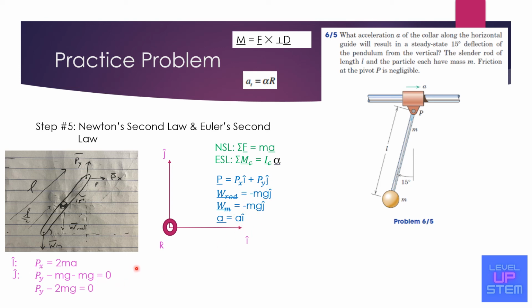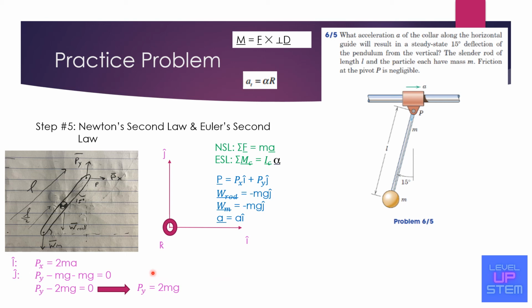And for the j hat version of this formula, we have the sum of the forces, so Py minus mg. So I basically took all 3 of these and just threw them there, equals 0, since we have no acceleration in the j hat direction. So that whole term, m times a, is going to go to 0. And we can reduce that to Py minus 2mg equals 0, and we can get an expression for Py equals 2mg.